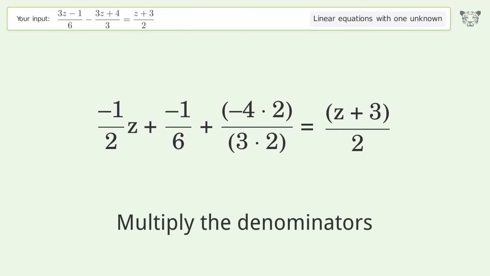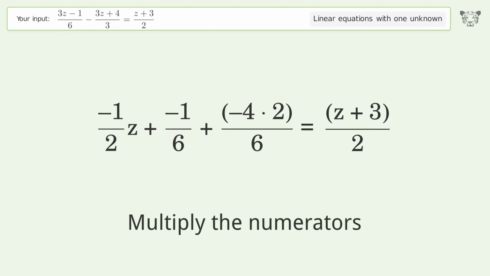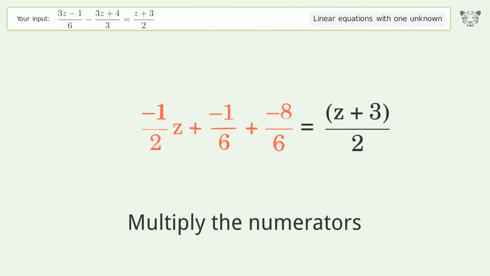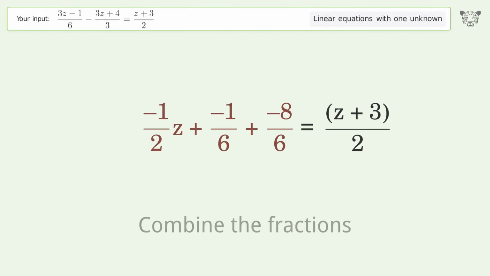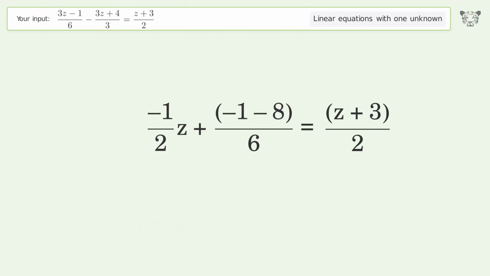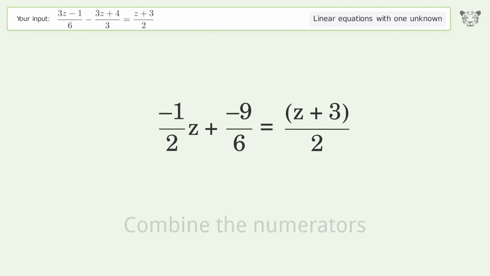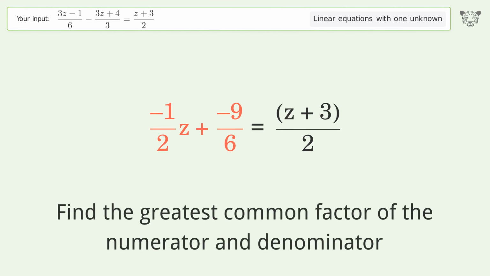Multiply the denominators. Multiply the numerators. Combine the fractions. Combine the numerators. Find the greatest common factor of the numerator and denominator.